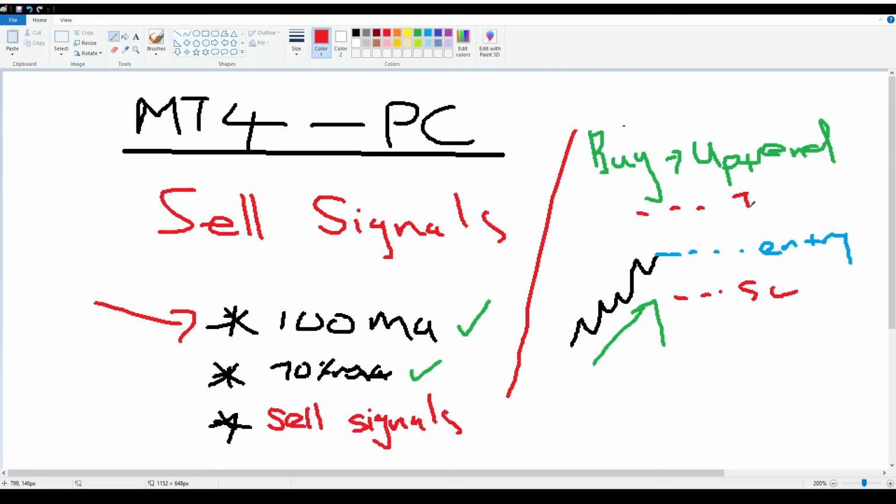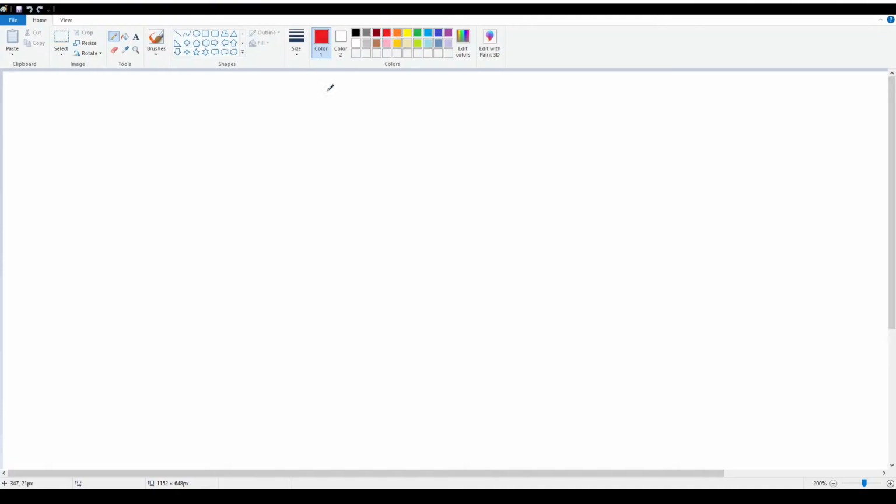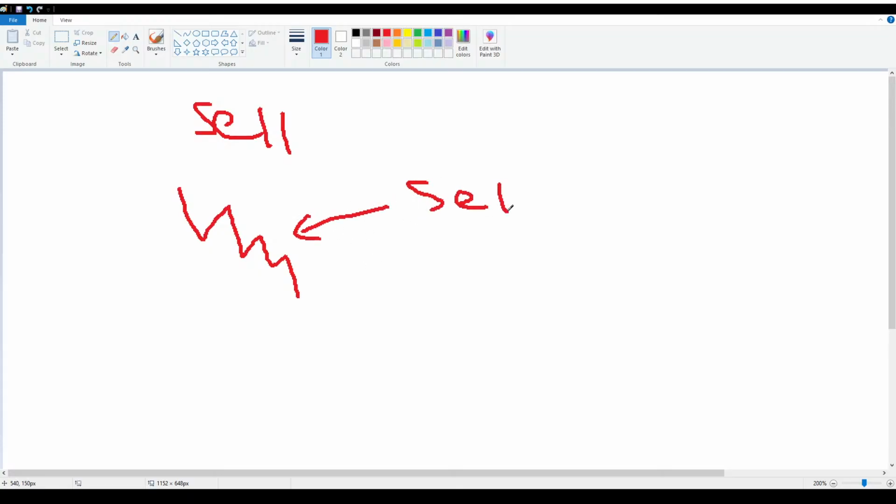and TP level. Okay, so this is the type of trade that you want because you can clearly see that the market is rising and it's not moving sideways like that. Okay, and then in a downtrend, right? So in a downtrend, you want to look for sell signals. Okay, it really does help.